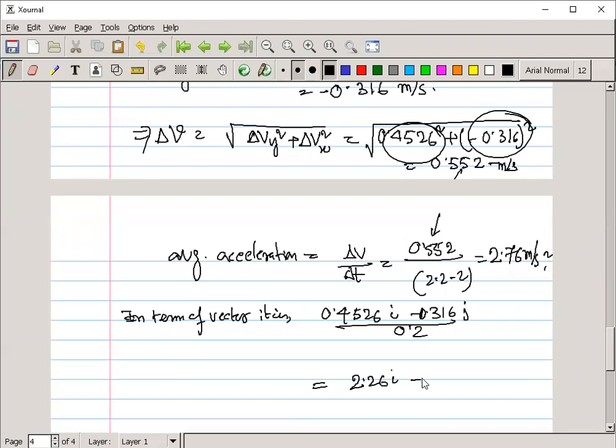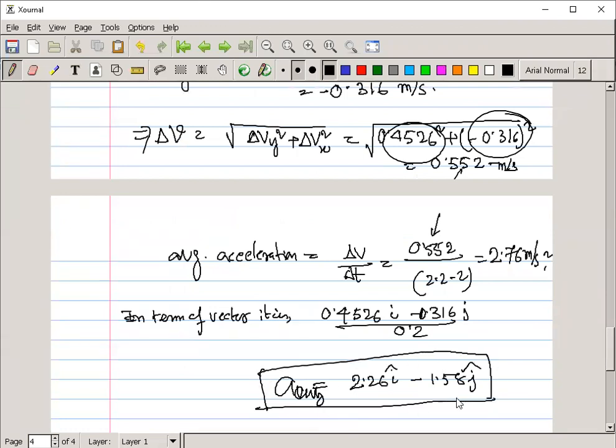2.26 of i minus 1.58 of j. So this is the average acceleration of a particle when it moves from point A to B. Clear? Anyone have any question here?